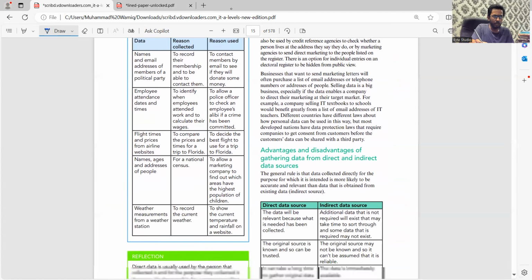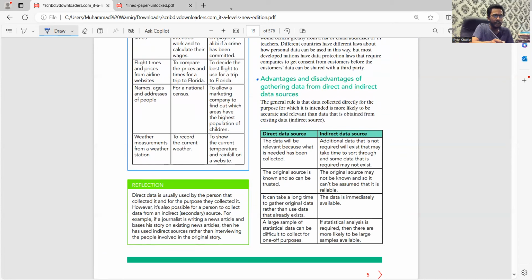Now let's move on to the advantages and disadvantages of gathering data from direct and indirect sources. The general rule is that for a direct source, the data has to be used only for the purpose for which it is being collected. Whereas with an indirect source, I am collecting data but my purpose is not defined, so I can use it for any secondary purpose. Right now we are going to understand the advantages and disadvantages. So let's start with direct data and then indirect data.